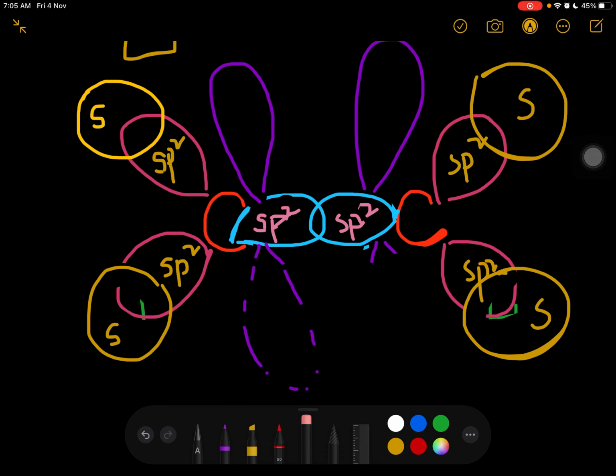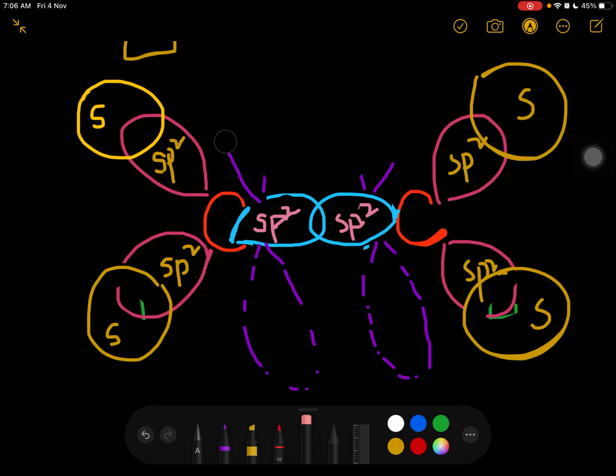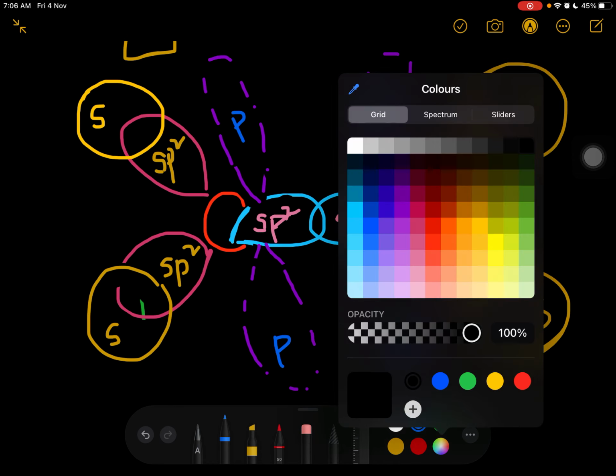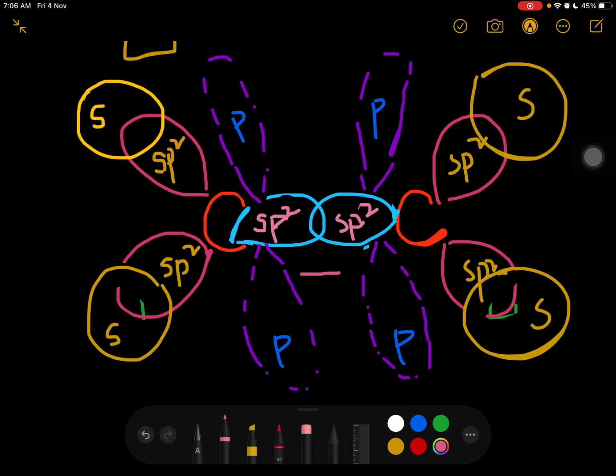Like this, you can write them like this, because they are not part of geometry, they are not shown, but we have to obviously mention them because these are unhybridized, so we have to show them. And this is the p orbital, this is p, and this is p, and they are forming a bond, which is the pi bond.